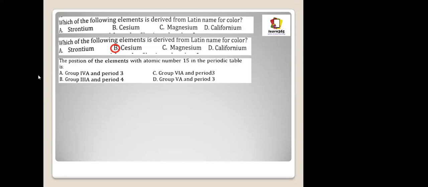First, you get the electron configuration 2, 8, 5, and the number of shells represents the period. So the number of shells is 3, so you choose period 3, and the last valence electron represents the group. So the valence electron is 5. So we will answer D is the right answer. Okay, shall we see the right answer then?